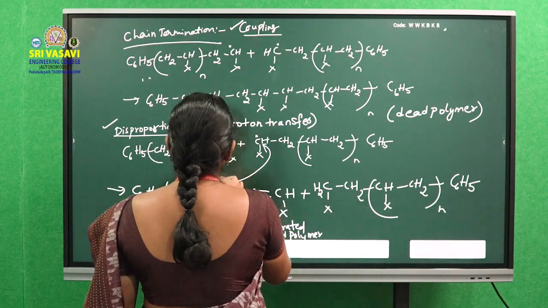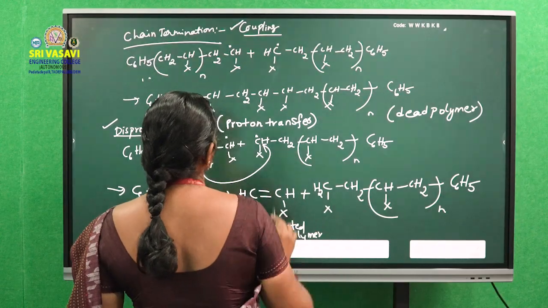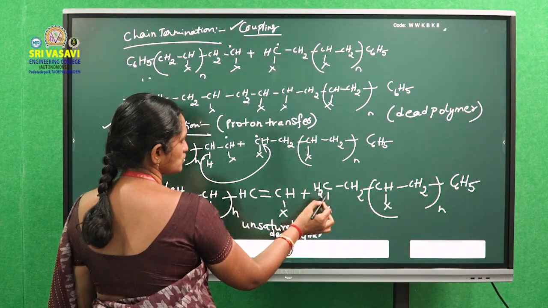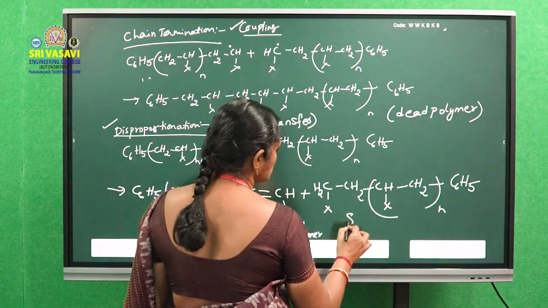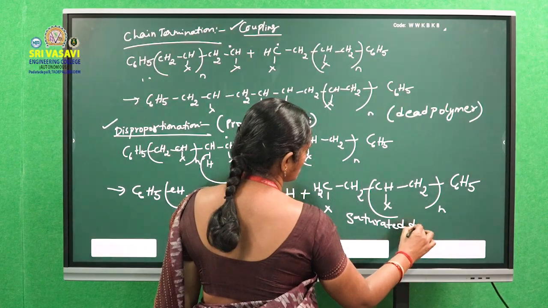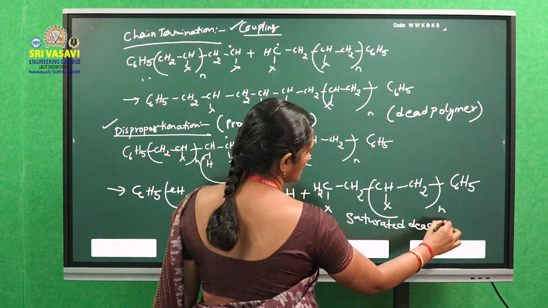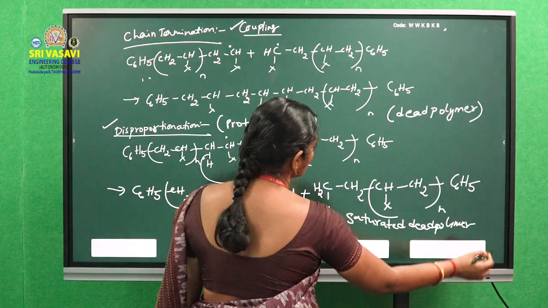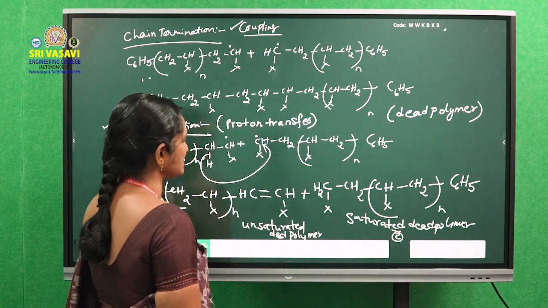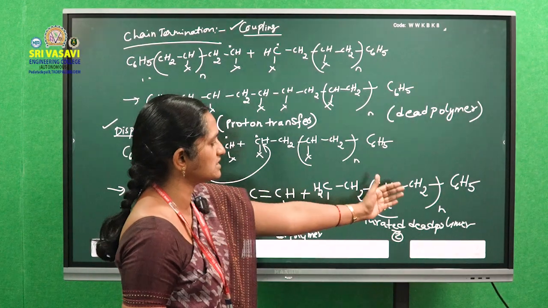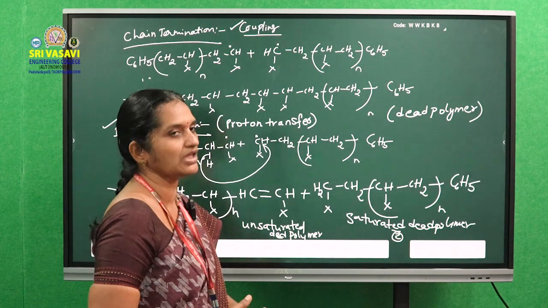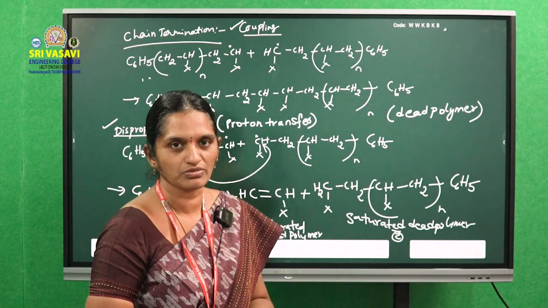When this proton is transferred to the second polymer, what happens? It changes into CH2X. Can we call this a saturated polymer? So this is a saturated dead polymer. So through disproportionation, I get two types of polymers: one is the unsaturated dead polymer, and the second is the saturated dead polymer. So this is the mechanism of free radical addition polymerization.